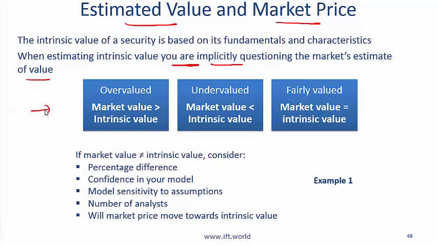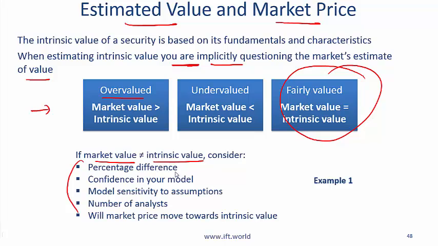So understand these points. When we say a security is overvalued, we mean that the market value is greater than intrinsic value. Undervalued means that market value is less than intrinsic value. If you have an efficient market, then securities are fairly valued. If the market value is not the same as intrinsic value, then consider the following.